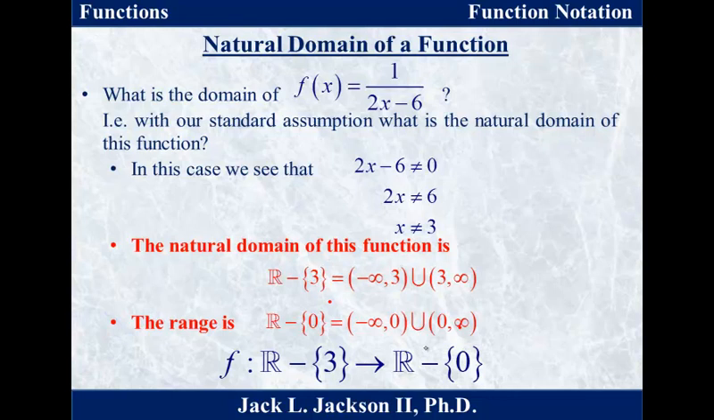You can write that in interval notation as negative infinity up to 3, union 3 to infinity, and it's all open intervals there, so that we skip over 3. It turns out that the range is actually the real numbers except for 0. So this function maps the real numbers except for 3 onto the real numbers except for 0.